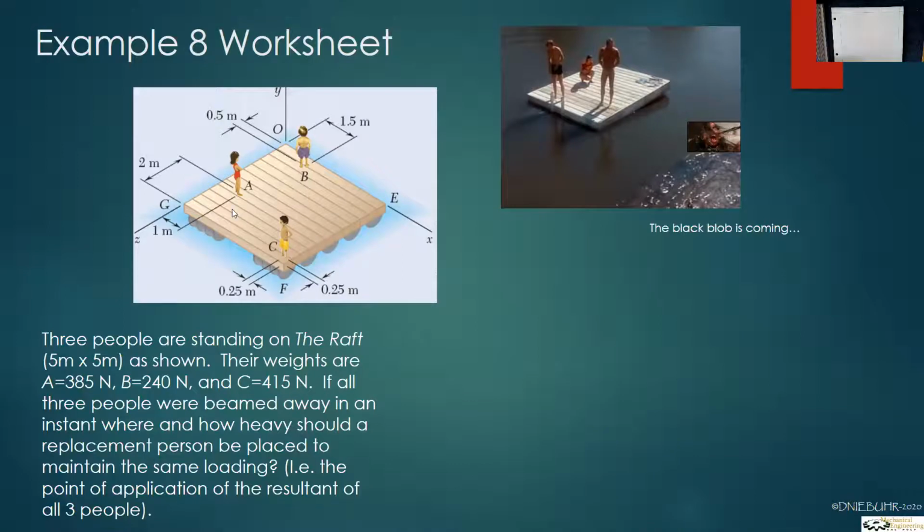So I would go ahead and try it yourself again. The resultant is going to be the sum of these 3 weights, and then you're going to sum the moments about the z to get the x location, and you're going to sum the moments about the x to get the z location. And once you have it, you have the result.